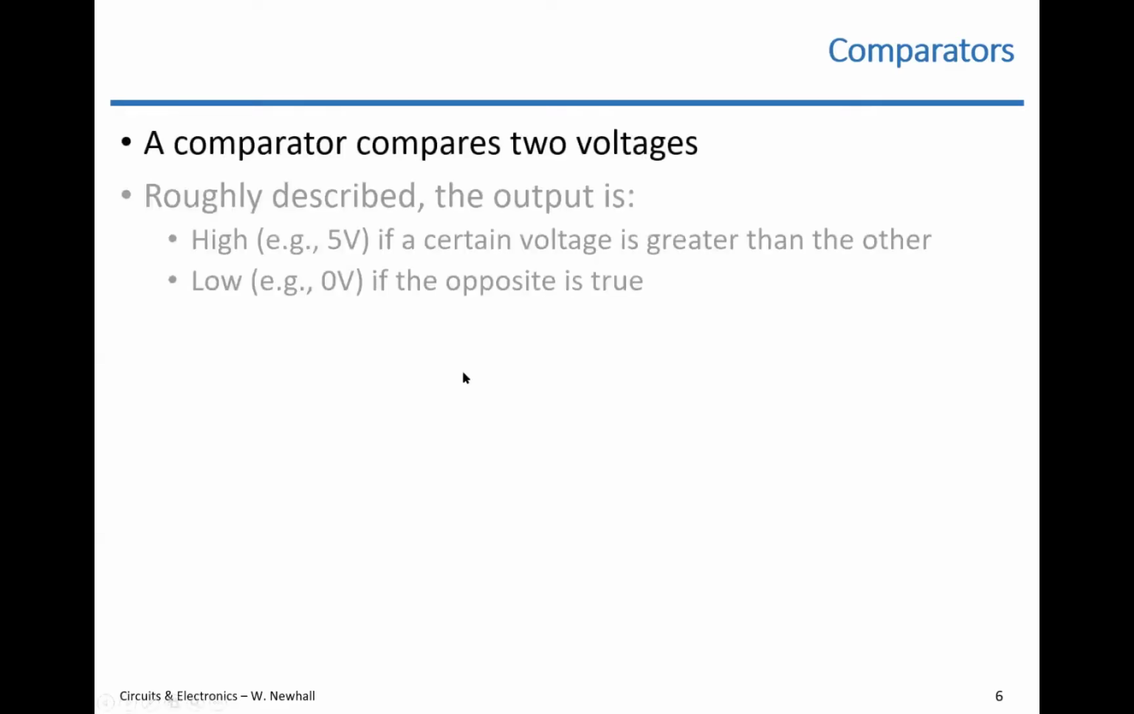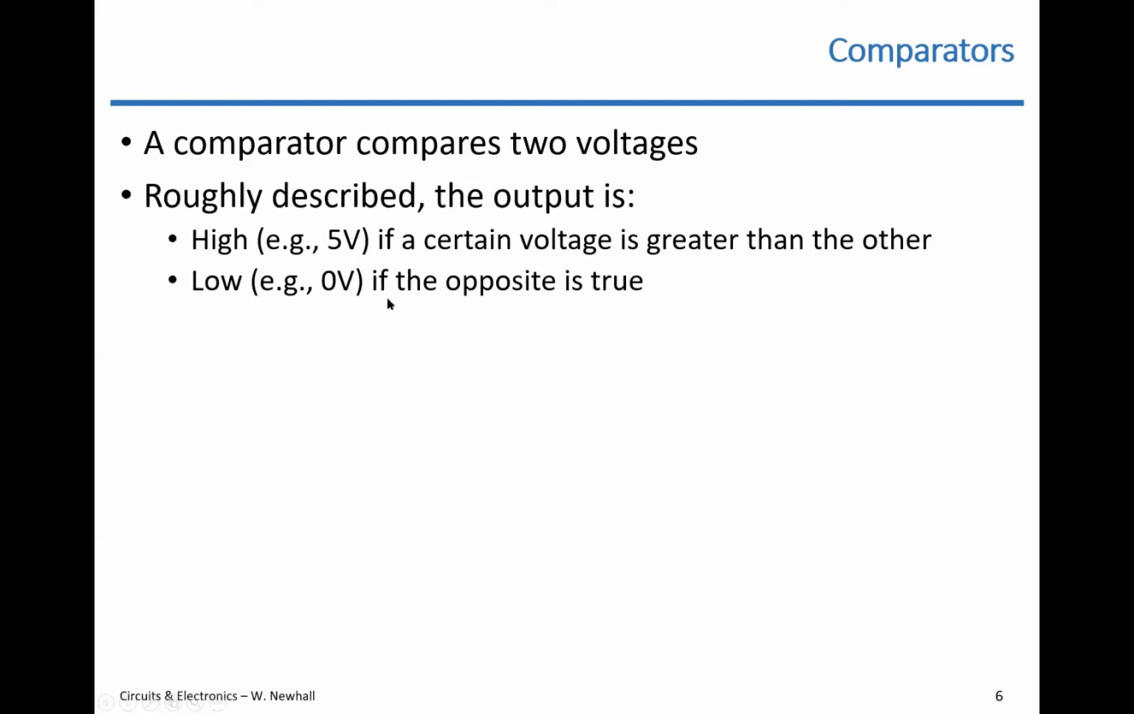So let's talk about comparators, which compare two voltages. Roughly described, and I'll show you this on the whiteboard, the output of a comparator is either high or low. So if you have a 5-volt power supply and 0 volts connected to VEE, when I say high, I mean 5 volts. When I say low, I mean 0 volts. So if one voltage is greater than the other, you're going to see 5 volts at the output. If the opposite is true, you're going to see 0 volts at the output.